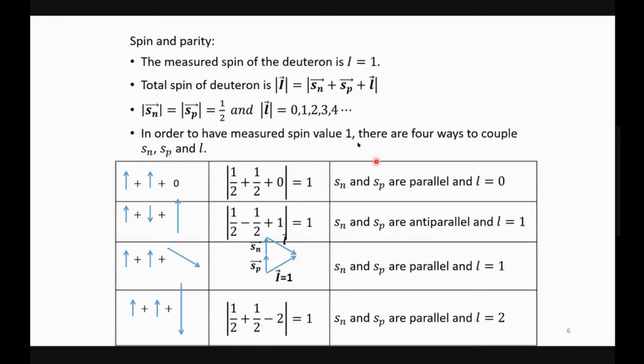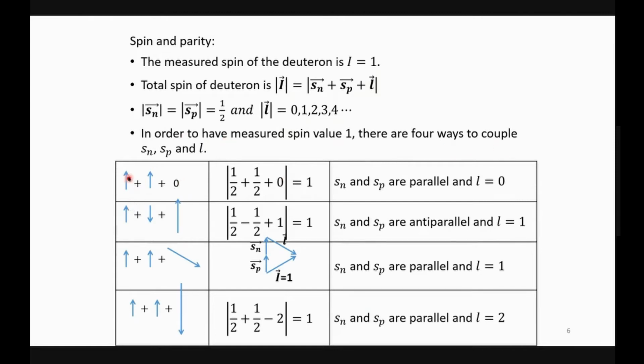As I have stated, the total spin of the deuteron is given by the sum of the neutron and proton spins plus the angular momentum due to the orbital motion, denoted by L. So Sn and Sp can have the value of half, and L can take the value 0, 1, 2, 3, 4, etc. In order to have a measured spin value equal to 1, there are four different ways to couple these vectors.